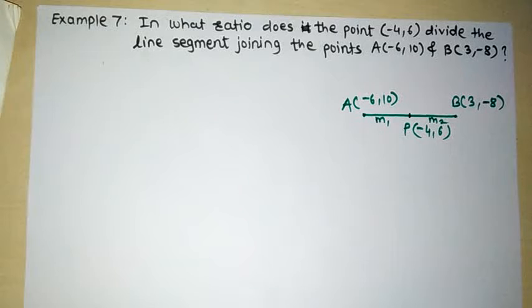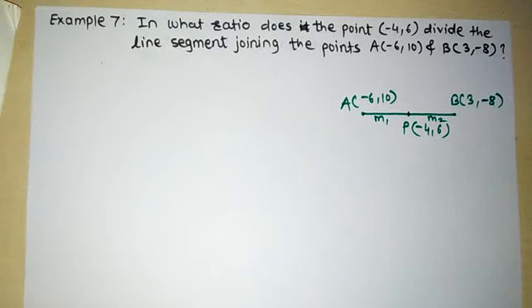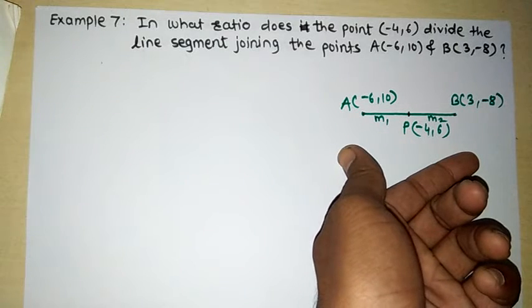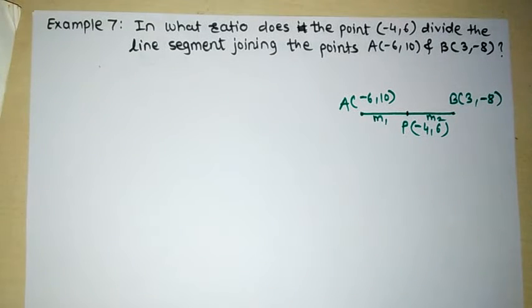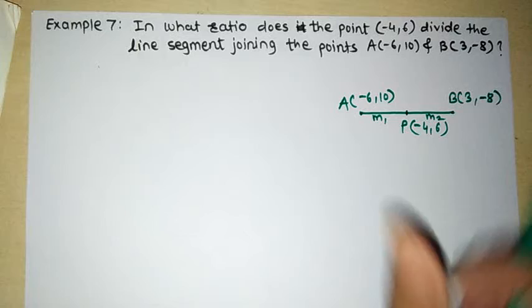Now see here, what is the value of M1 and M2? This only we have to find here. That means M1 divided by M2, this ratio we have to find here. Then only we will get the ratio of this line segment division, that is, in what ratio this point P divides the line segment AB.